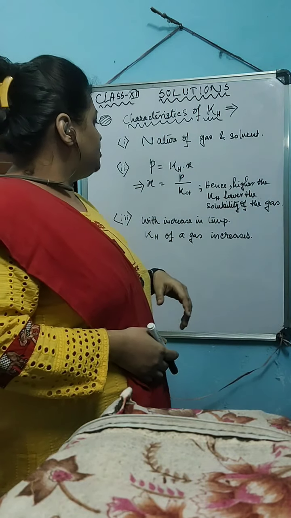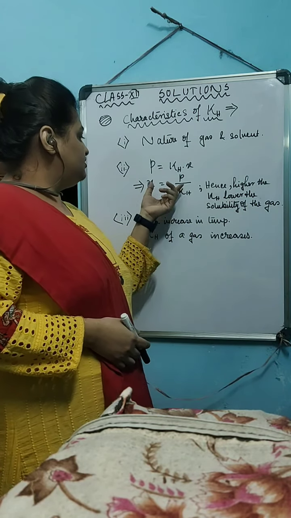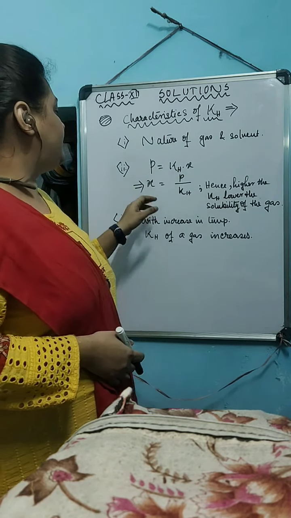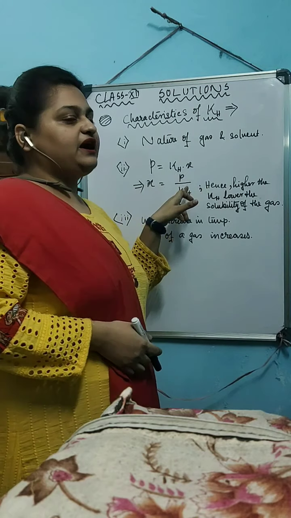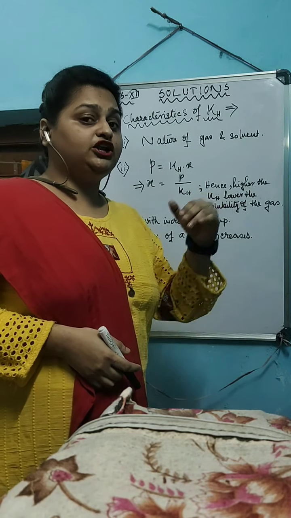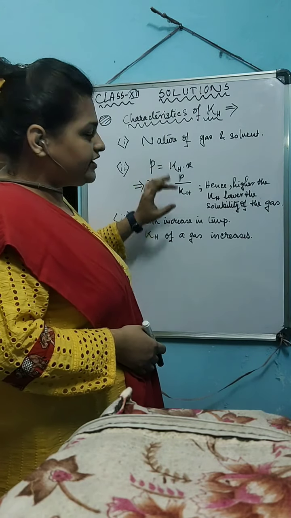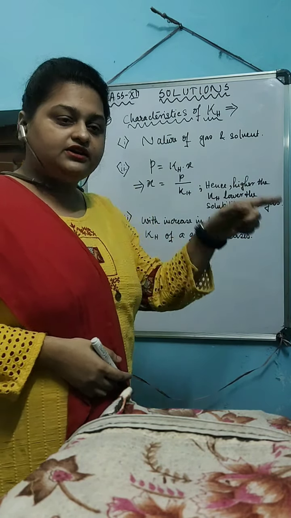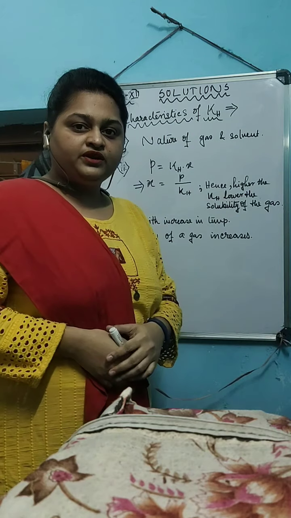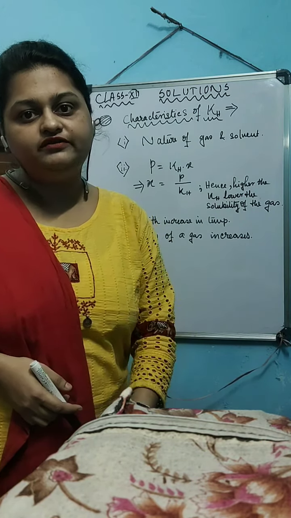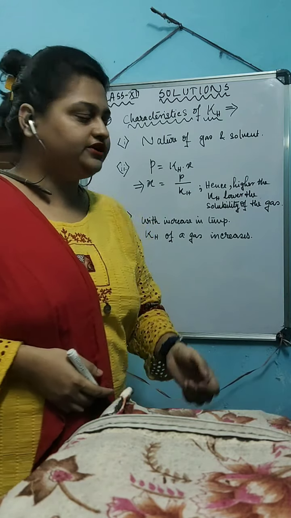The second characteristic of Henry's constant can be derived from this parent equation. This equation can be written as x equals P by kH. kH is in the denominator. So when kH increases, this entire fraction decreases, decreasing this x value. This x value is nothing but the amount of gas that has been dissolved into the liquid.